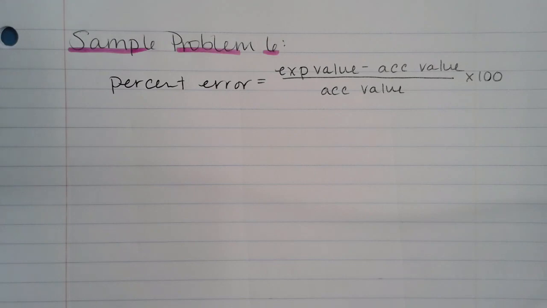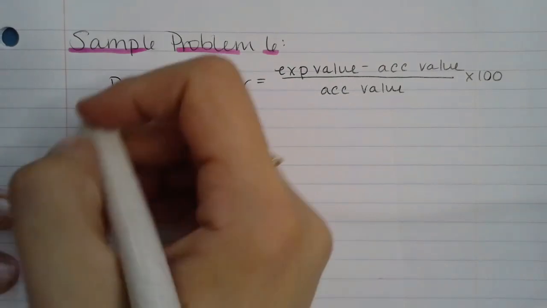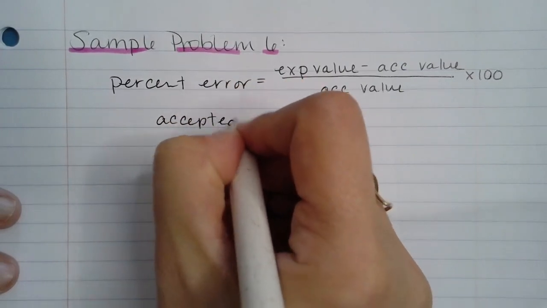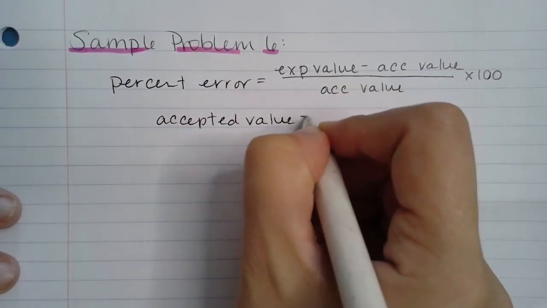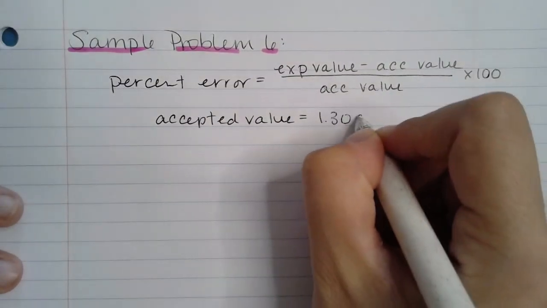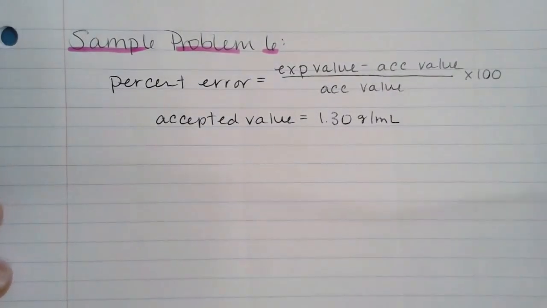What is the percent error of the student's measurements? So it says very matter-of-factly, the accepted value is given to us. And the accepted value is 1.30. So that's either given in a book or by the teacher or online, wherever. That's what the answer should be.